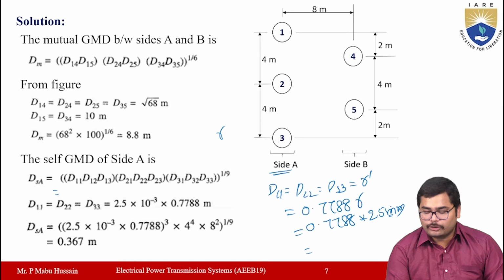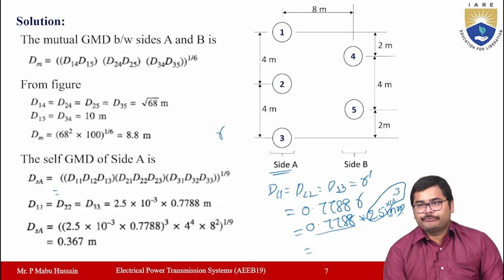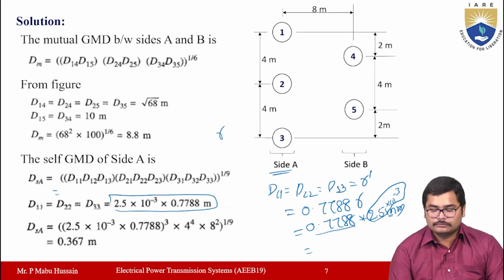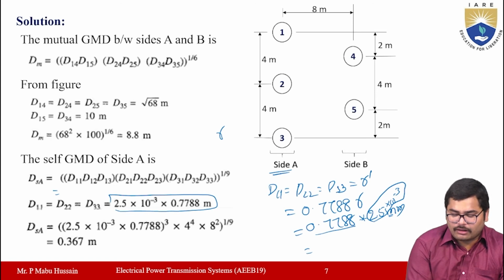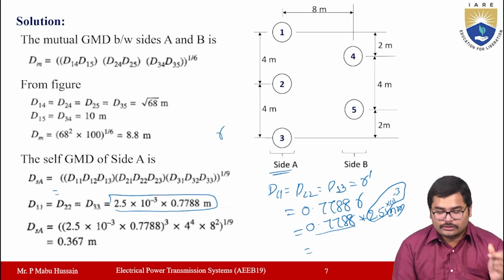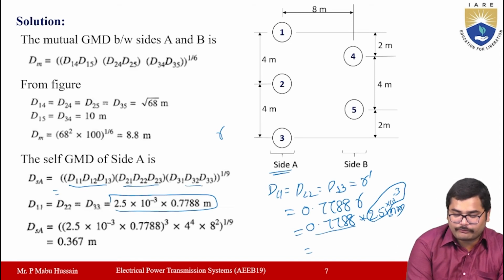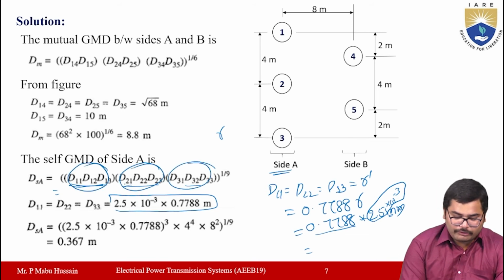So if you want to convert into meters, in place of m you can take 10 power minus 3. So 0.7788 into 10 power minus 3 meters you will get. Okay, so this value. Now here, all the distances, if you see, you will get the same. So instead of calculating each, if you find this value, you may be getting the same value, or you can directly substitute the values itself.